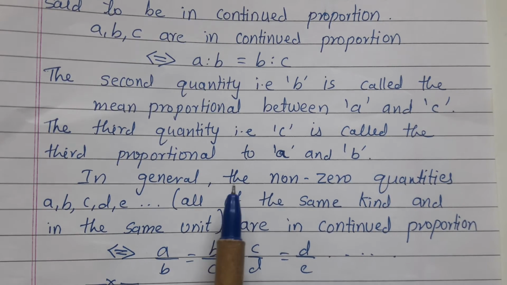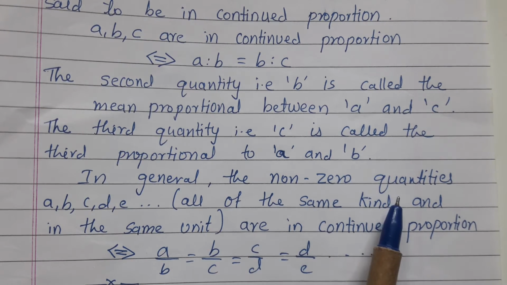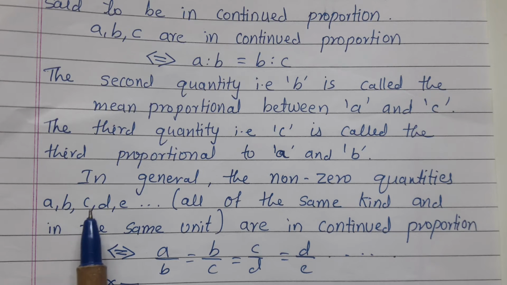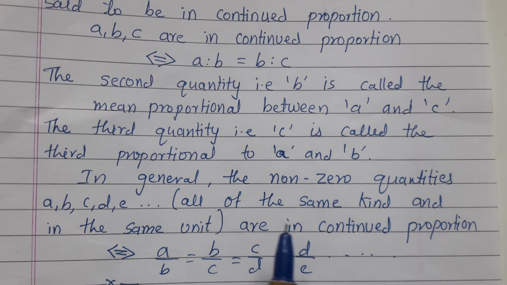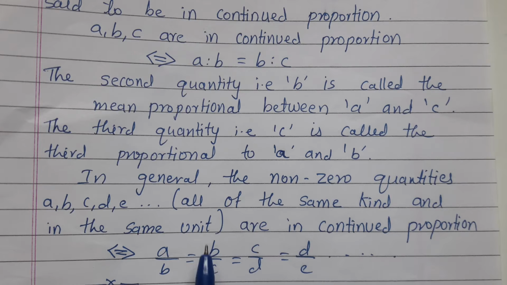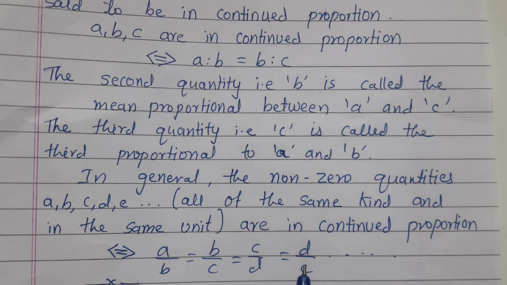In general, the non-zero quantities A, B, C, D, E, all of the same kind and in the same unit, are in continued proportion if A upon B equal to B upon C equal to C upon D equal to D upon E, and so on.